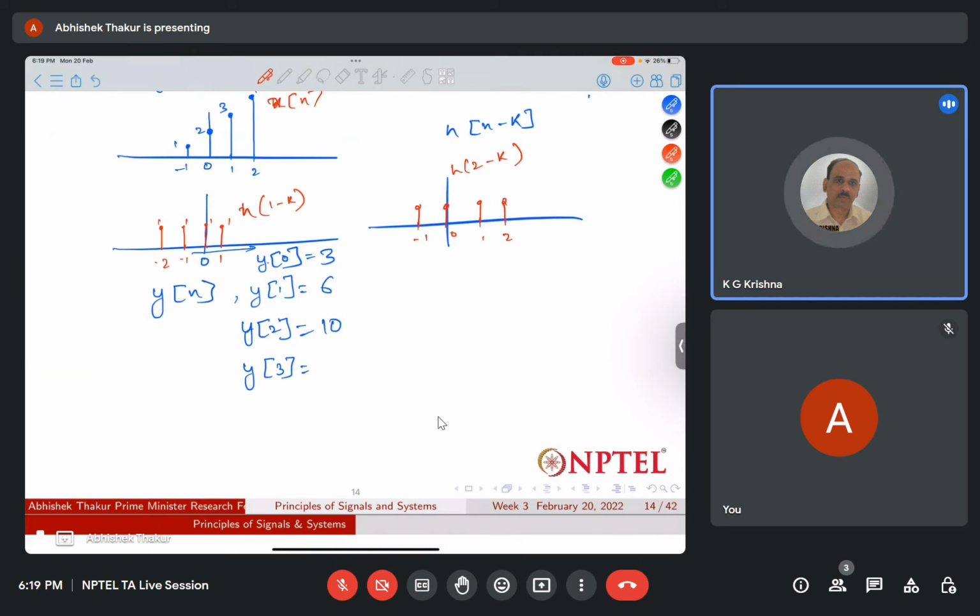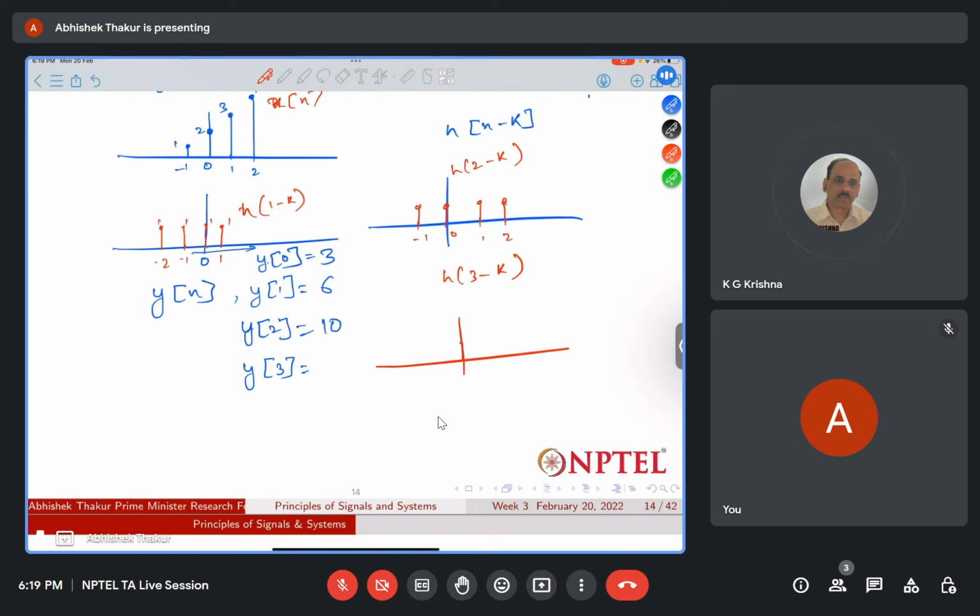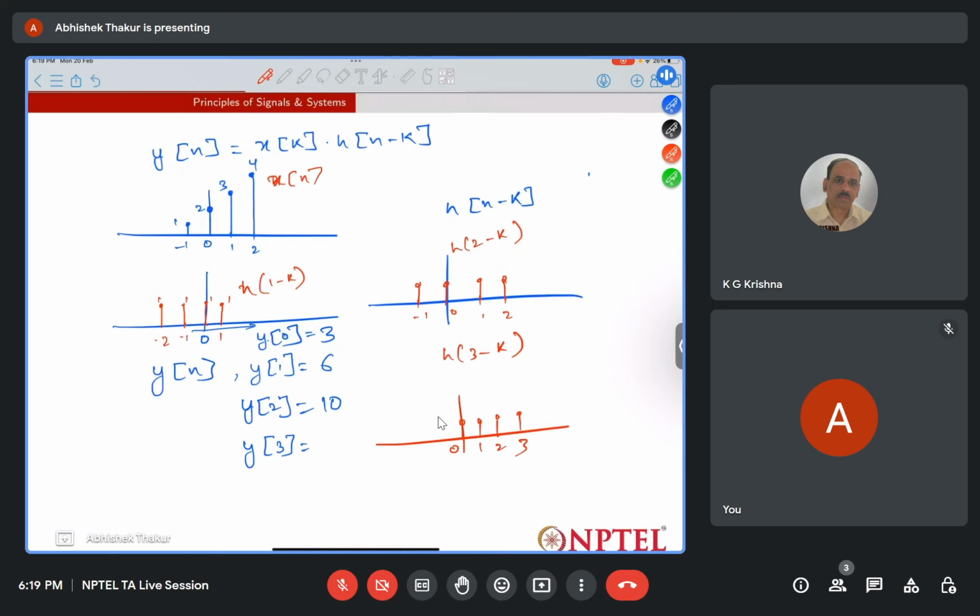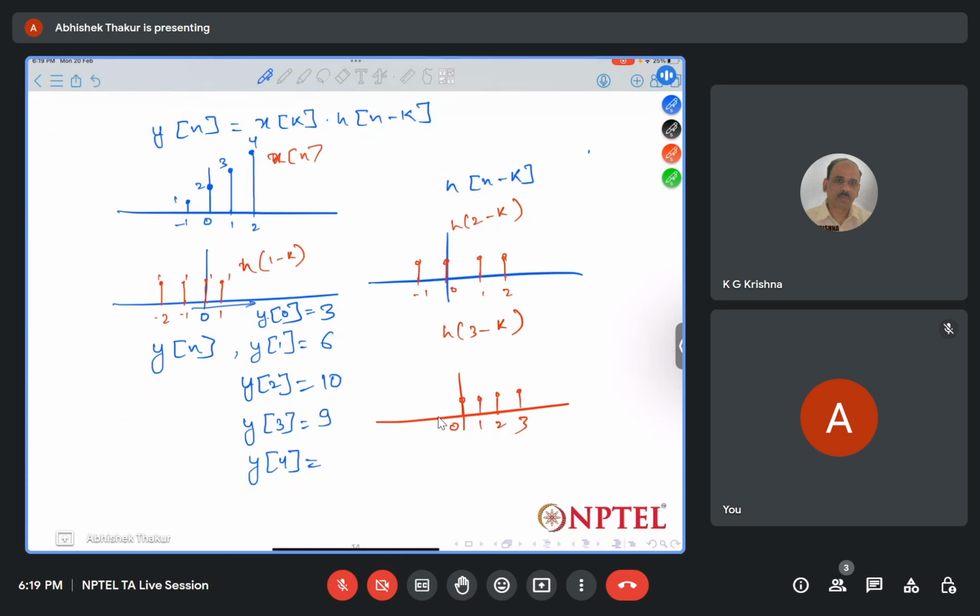So h of 3 will start from 0. Now which of the terms are overlapping? That is 0, 1 and 2. So that will be 4 plus 3 plus 2, that is 9. Now y of 4 will be, we'll shift again, that will be 1, 2, 3. So only these two terms overlap, that will be 7.